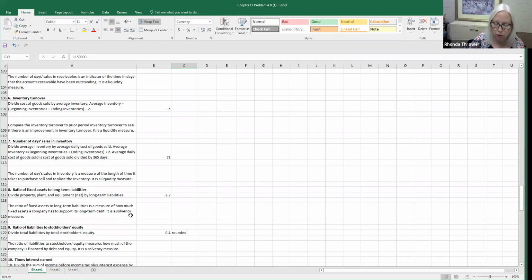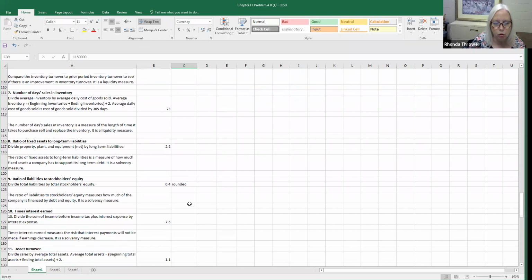Another solvency ratio that we can use to see how well we're doing at paying back our long-term debt is what we call the ratio of liabilities to stockholders' equity. And what you're going to do with this ratio is divide your total liabilities by the total stockholders' equity. Again, you would be analyzing the balance sheet where you find this information.